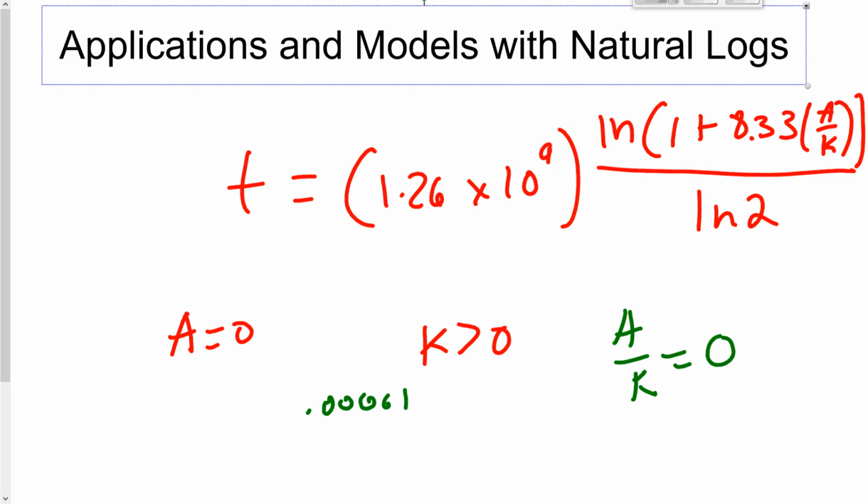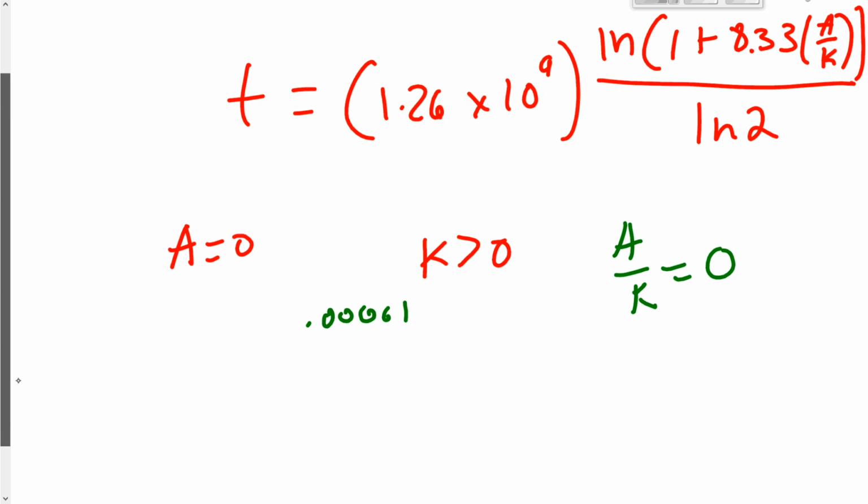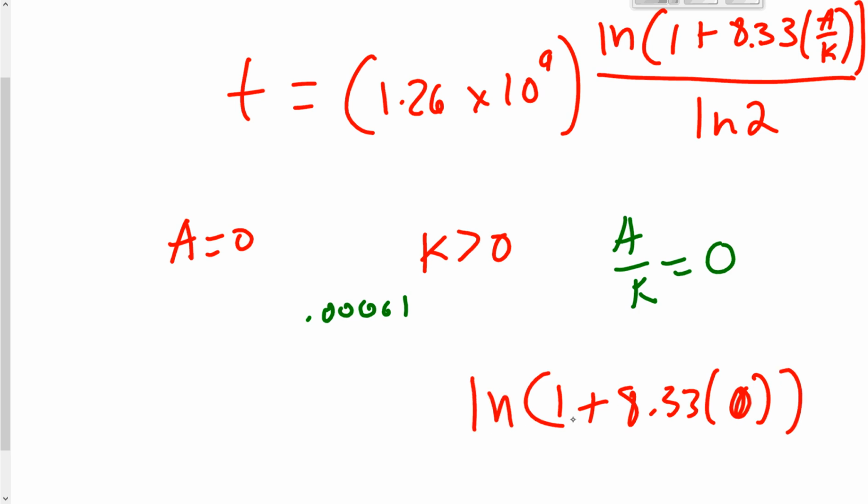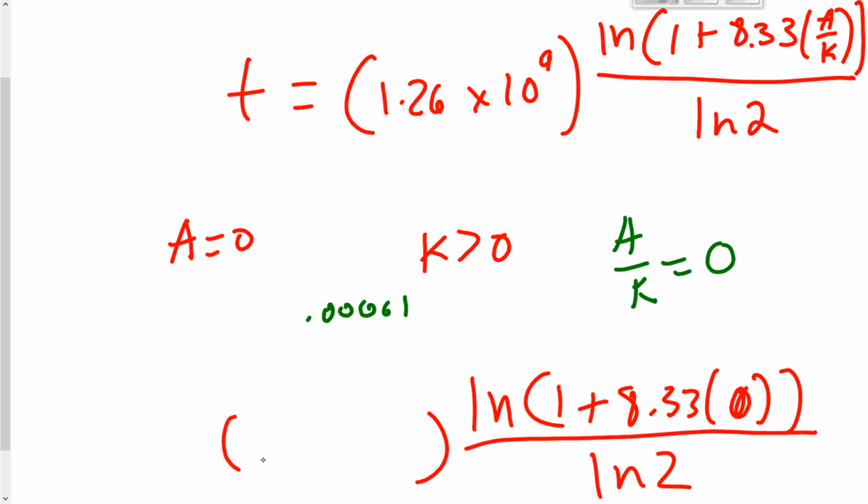So we can plug that 0 into this formula. We're going to plug in 0 for A over K. So we have 0 times 8.33, which is going to be 0, right? And since that is 0, we're going to add 1 to that, so that is 1. So really we're going to take the ln of 1, divide that by the ln of 2, and then multiply it by this coefficient out here, which is 1.26 times 10 to the ninth, and that's going to tell us our age of this specimen.